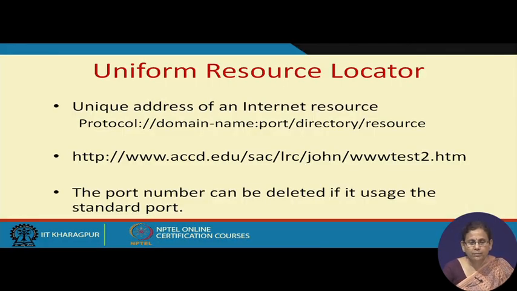Now, once you get the website address, each page within your website can be uniquely identified. This unique identification is called the uniform resource locator. So, each page within your website, or any resource that way, is called a uniform resource locator. If you look at the parts of a uniform resource locator, it consists of the protocol name that you write as HTTP, FTP or whatever. Then you have your domain name, colon, port. If the port is the default port, then you do not write anything, followed by the directory, followed by the resource. This is one example. The port number can be deleted if it uses a standard port, as I already told you.